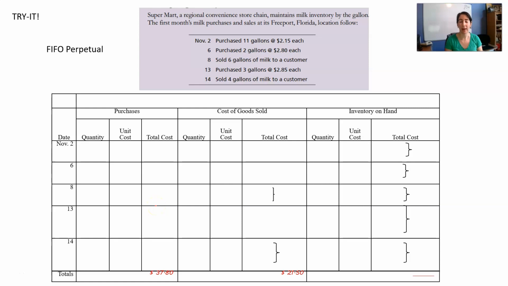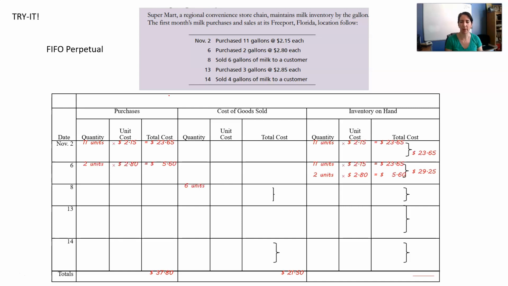Okay, in the classroom, I would have you try one on your own to reinforce the fact that you know how to do this, reinforce what we just learned from the last video. So pause it, do this one, and then I'll give you a solution. Okay, here we go.